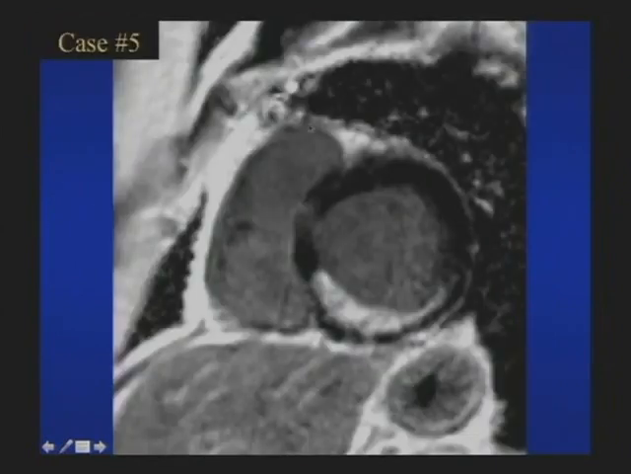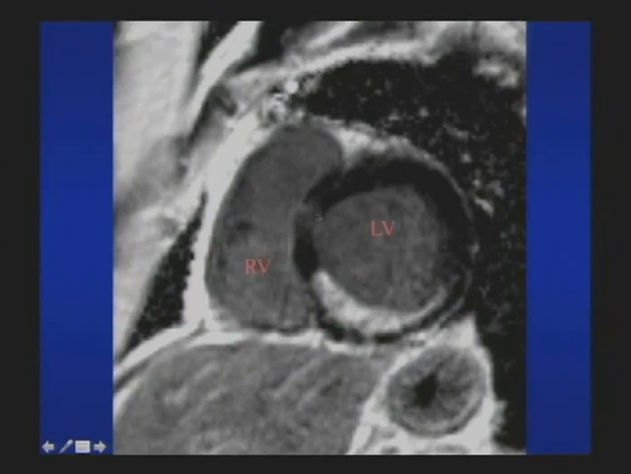Okay, last topic is this. This is a delayed enhanced MRI. So what we do, and how do I know that? The normal myocardium here looks very, very black. And we do that intentionally. We make normal myocardium black on purpose.